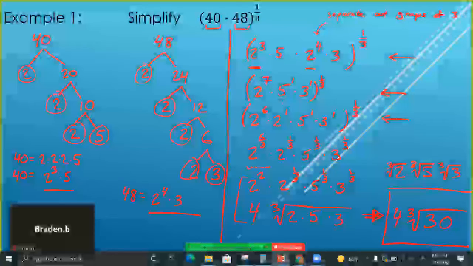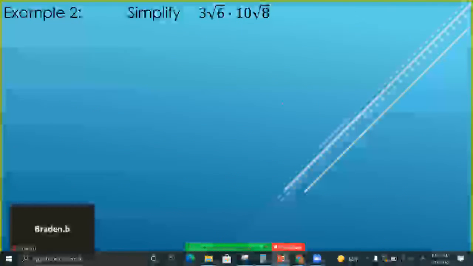Okay, I better move on. Example 2. We've got 3 times square root of 6 times 10 square root of 8. Okay, so I mentioned this yesterday, and I wanted to do more with it today. And this is the one that's like question 5 that Aaron mentioned for yesterday's homework. So if we're multiplying together two terms, this is our first number, and this is our second number.